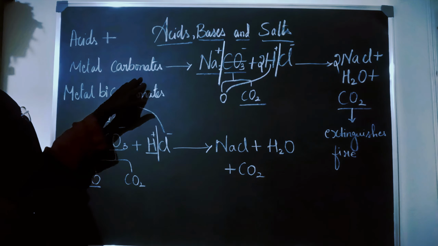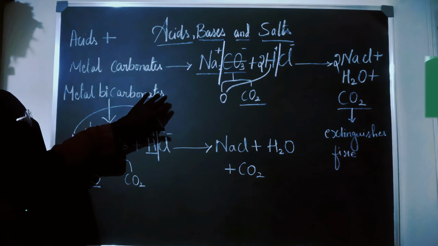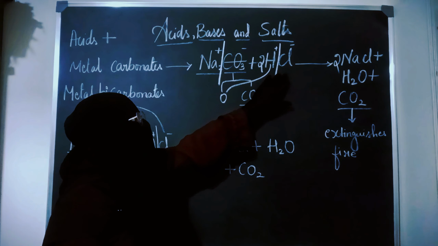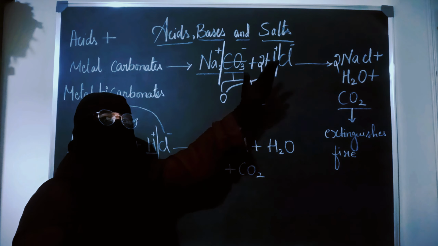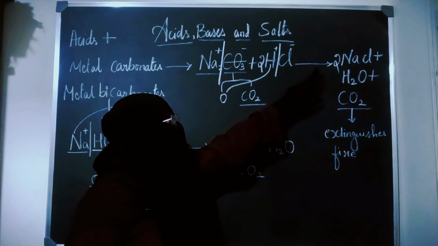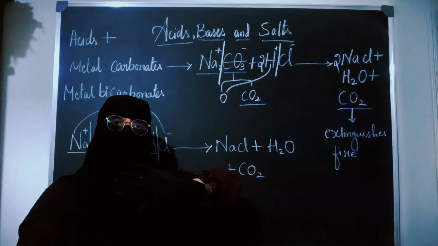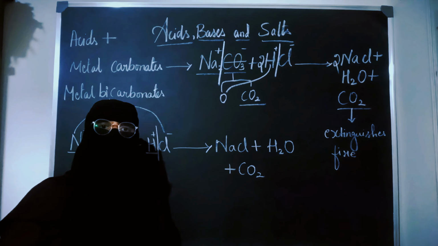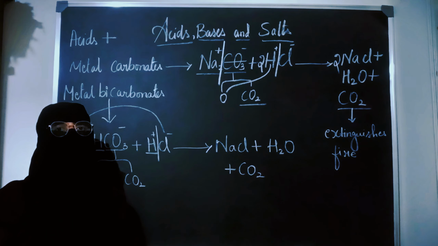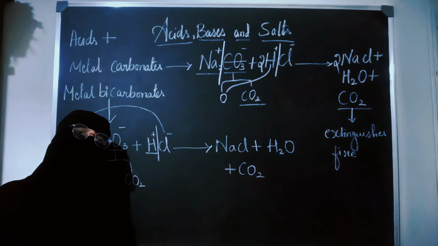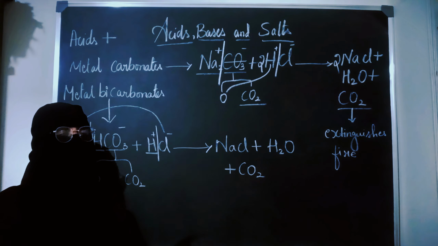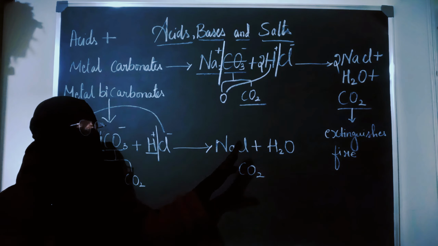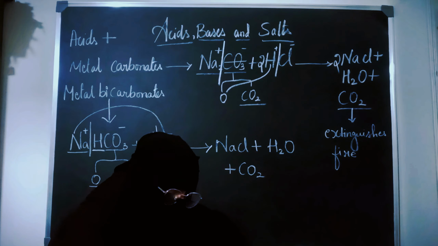So children, whenever a metal carbonate or a metal bicarbonate reacts with an acid like HCl or H2SO4, a salt will be formed along with water and carbon dioxide. One property of carbon dioxide is that it extinguishes fire. That means it will not allow the flame to burn for a longer time. The moment the flame comes in contact with carbon dioxide, it will stop burning. That is the property of carbon dioxide.